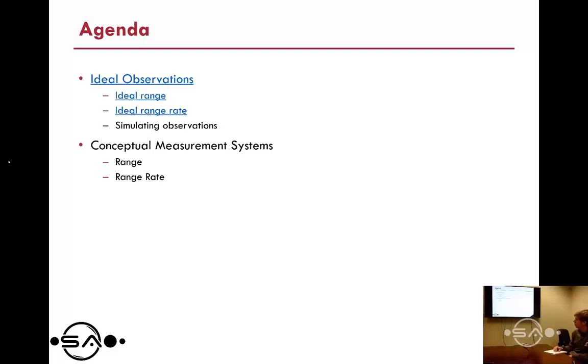So what we're going to cover today are just the ideal observations, specifically ideal range and ideal range rate. And we'll talk a little bit about simulating observations, and then next lecture, lecture 8, which will get recorded later today, we'll focus on conceptual measurement systems and talk more in depth about range and range rate and what they actually mean as opposed to the ideal measurement.